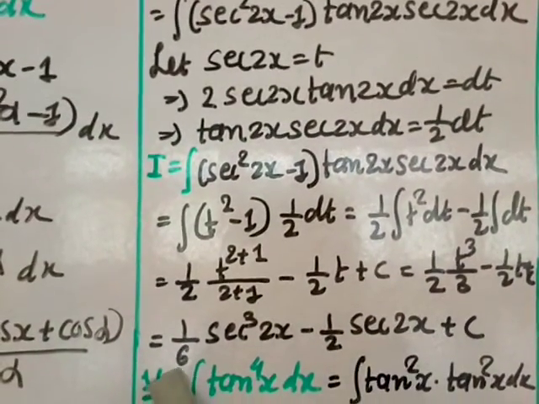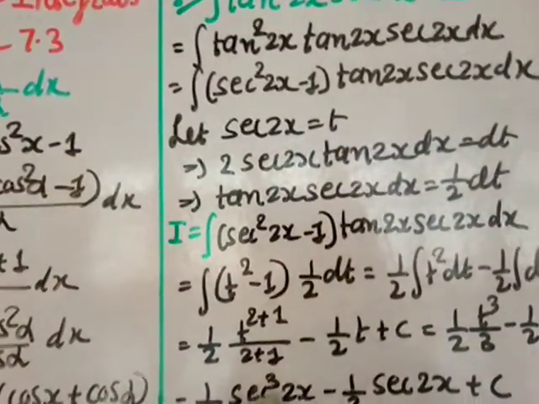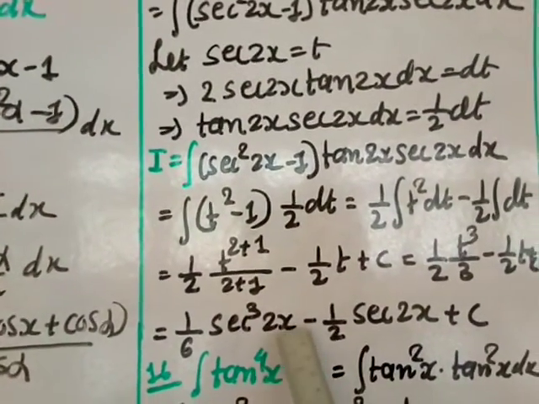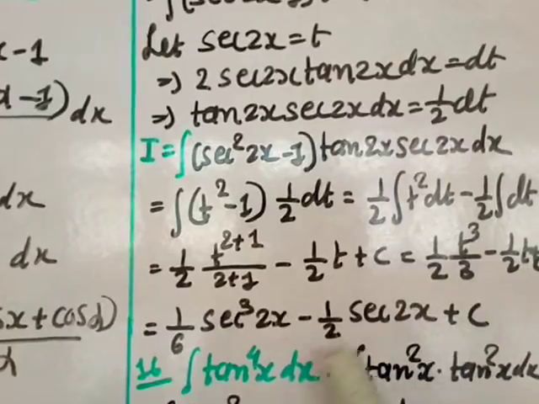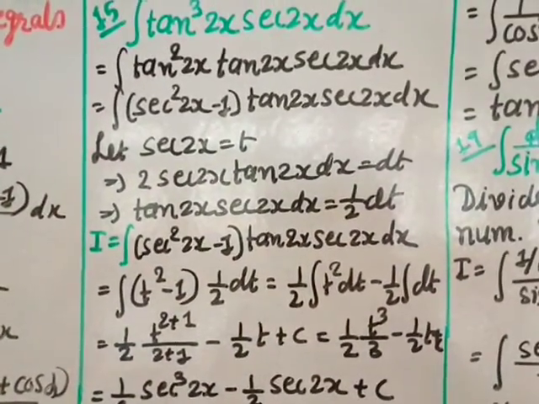Now 2 into 3 gives you 6. Put the value of t. t you have taken as sec 2x. So put here t: sec cube 2x minus 1 by 2 sec 2x plus c. So that is the answer for question number 15.